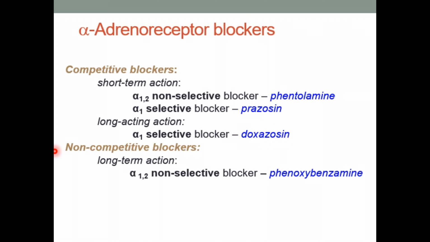Whereas for non-competitive, we have the alpha 1 and alpha 2 non-selective blocker called phenoxybenzamine. Okay, so this is a long-acting one, the duration of action can be 12 to 18 hours, and it binds strongly to alpha 1 and alpha 2 covalently. So that is why it is not much used, because of this very strong action.